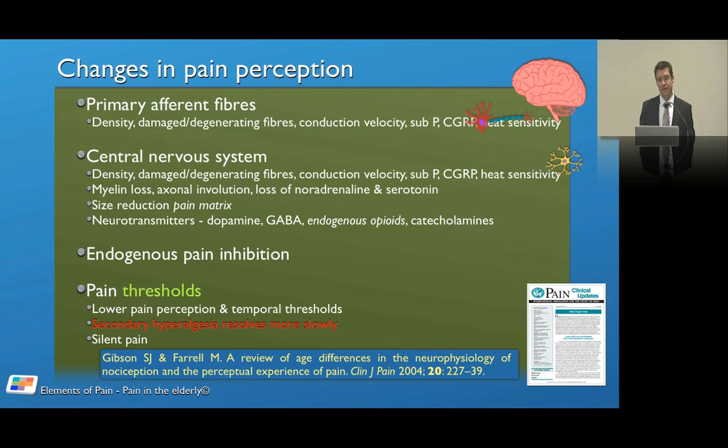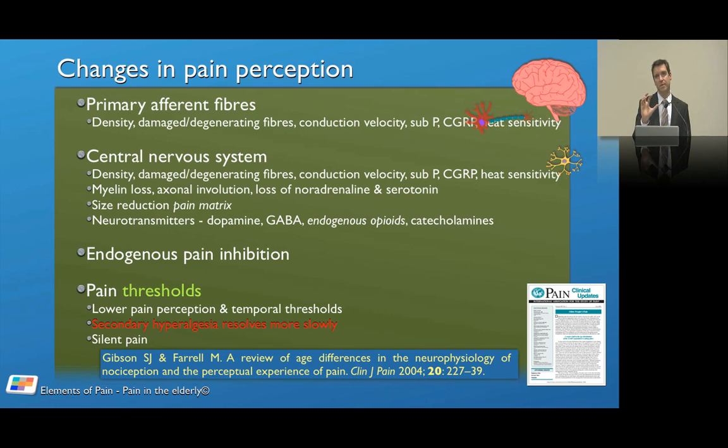Myelin is lost, axons involute and change and break down. There's reductions in levels of noradrenaline and noradrenaline function, serotonin function. There's general size reduction in the pain matrix. Now looking at fMRIs, there are various areas in the brain that are considered the pain matrix, and they're not one structure, it's more substrate. So the S1, S2, anterior cingulate cortex, insular, prefrontal cortex, hypothalamus, so various aspects of the pain matrix change. Neurotransmitters change, dopamine, gabapentin, endogenous opioids, catecholamines, as I've mentioned.